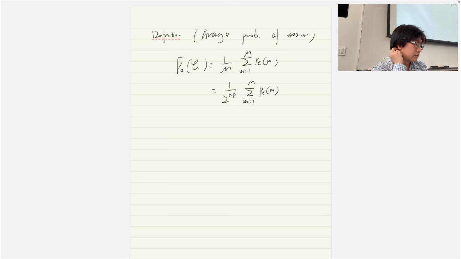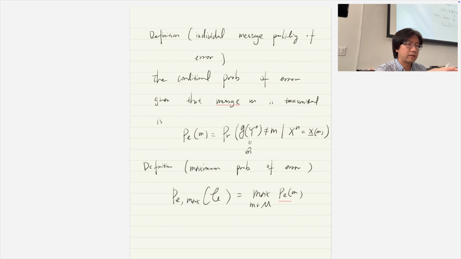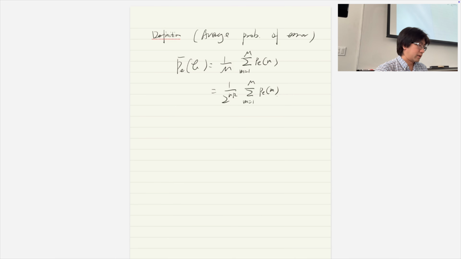So we have an average probability of error and a maximum probability of error. Which one do you think is more strict than the other? Max is more strict. It means that if the average is less than epsilon, it cannot imply that the maximum is less than epsilon. Later in our capacity definition, we'll let n go to infinity to make sure every individual error is small. So there's no big error anywhere.